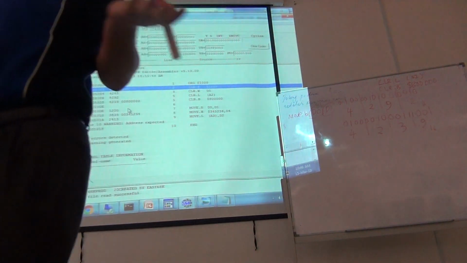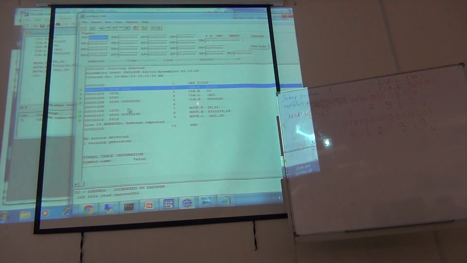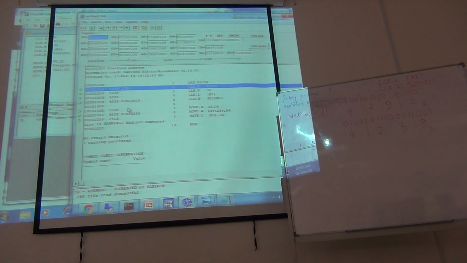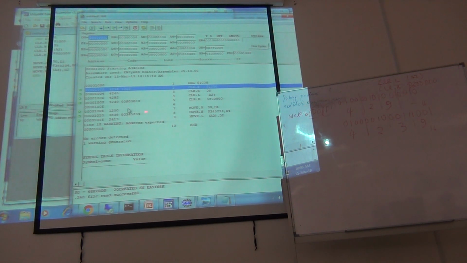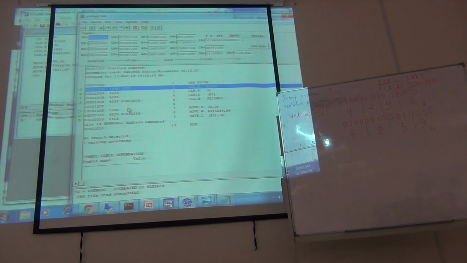Okay, now move to the next one. Move.W $345234 to D4. Now you have to find its machine code for this particular command. The answer is 3839, but you have to get the binary number first. Follow the data sheet. Look at the command there. Try to fill out those 16 bits and then convert it to hex.